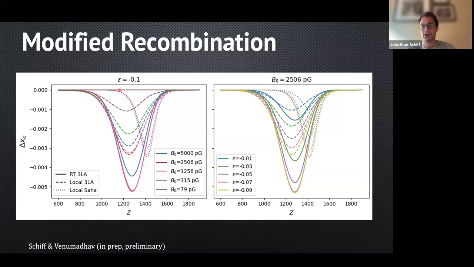On the left for a fixed spectral index and varying magnetic field strengths, and on the right for a fixed field strength and varying spectral indices. And I'm showing you 3 different ways of computing the shift. So dotted is where you're using local Saha. Dashed is where you're using the 3-level atom, but you're still just in any patch doing a local recombination computation. And then solid is the full computation where radiative transport is taken into account.